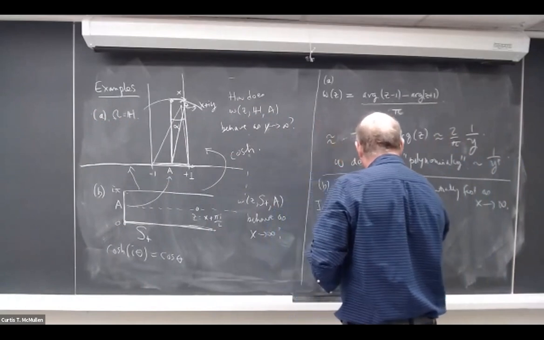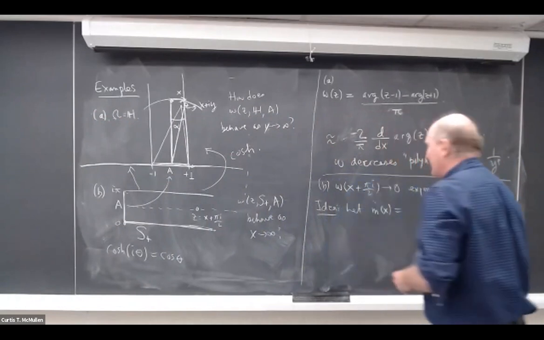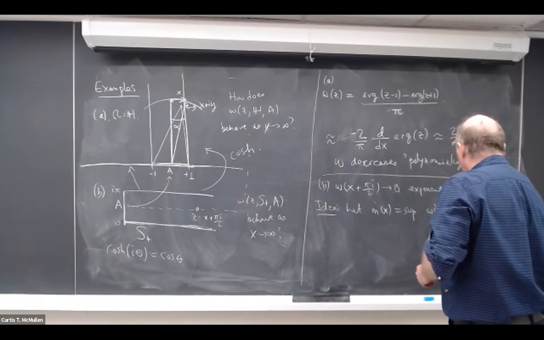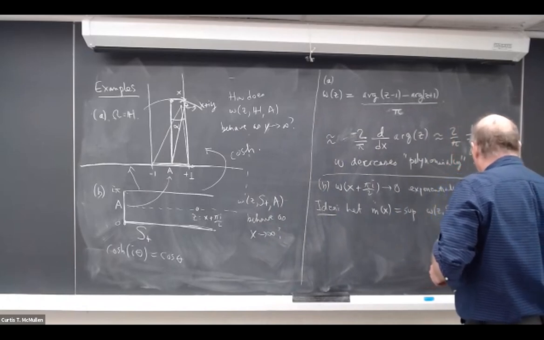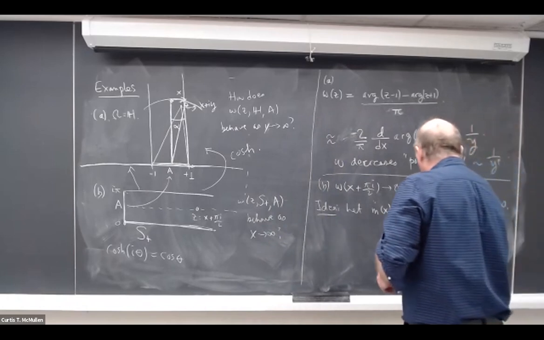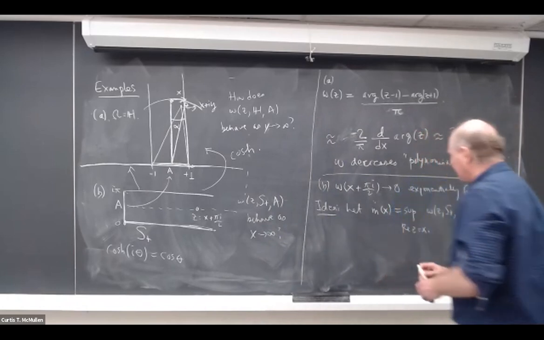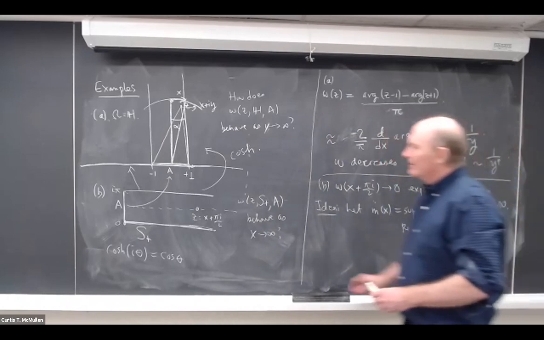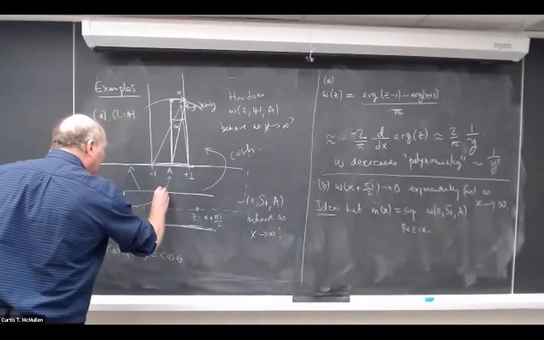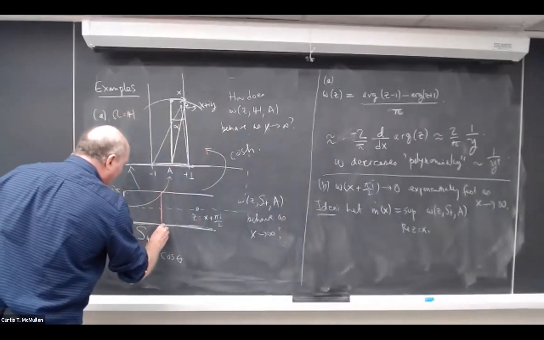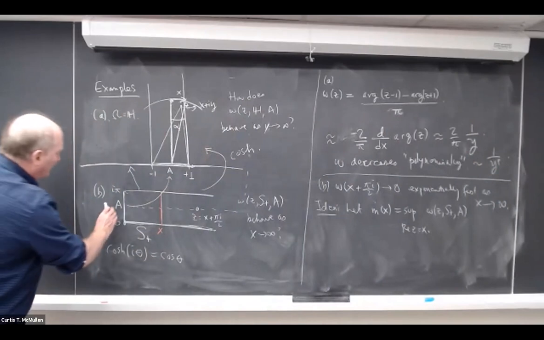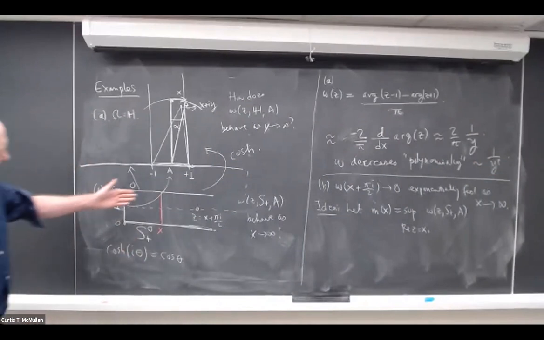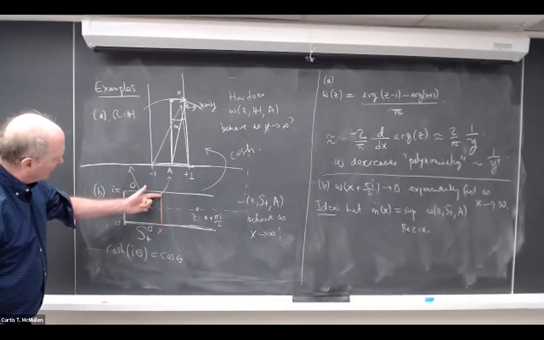Let m of x be the sup of the harmonic measure in the strip S plus of A over the points where the real part of z is equal to x. So we just draw a vertical line at some point x. We have a function that's equal to 1 on A, and it's 0 on the rest of the boundary. And then we look at how big it can be on this line x.